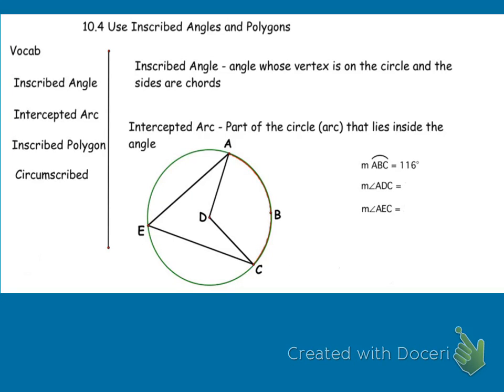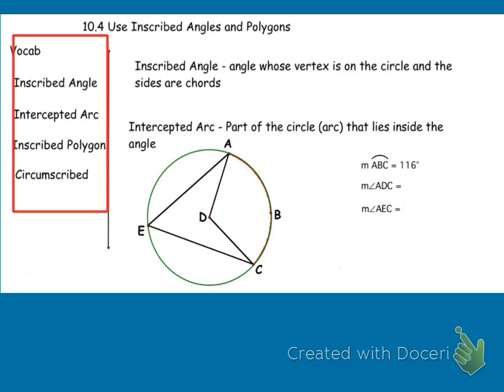Okay, yesterday we jumped out of turn and went to chapter 11, 11.4 and 11.5. Now we're going to be back in chapter 10 on 10.4, which we're going to talk about using inscribed angles and polygons. Here on your left, you've got quite a bit of vocabulary. Again, that was one of the things I stressed to you at the beginning of this chapter. There's a lot of vocabulary when it comes to this.